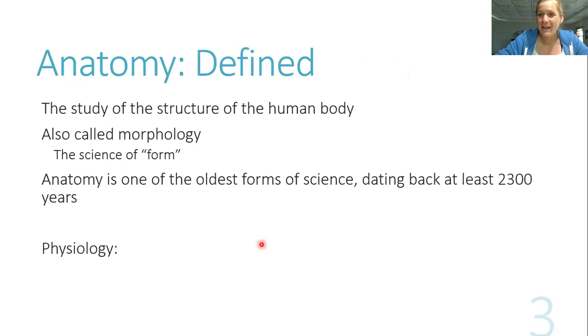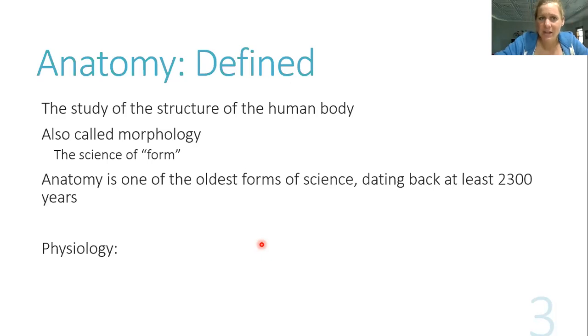Let's get started, right? So when we think about anatomy, how did we define this? Anatomy is the study of the human structure. Basically we're looking at what are the names of things. It's also called morphology, or the science of form. So what is the form of the body? What does the body look like? Anatomy is one of the oldest forms of science, dating back at least 2,300 years.